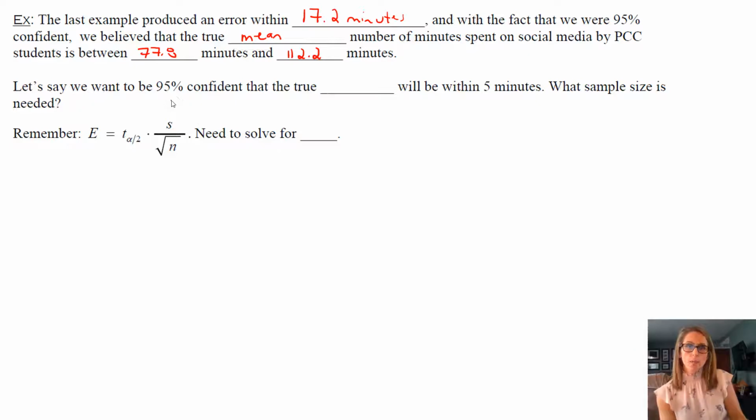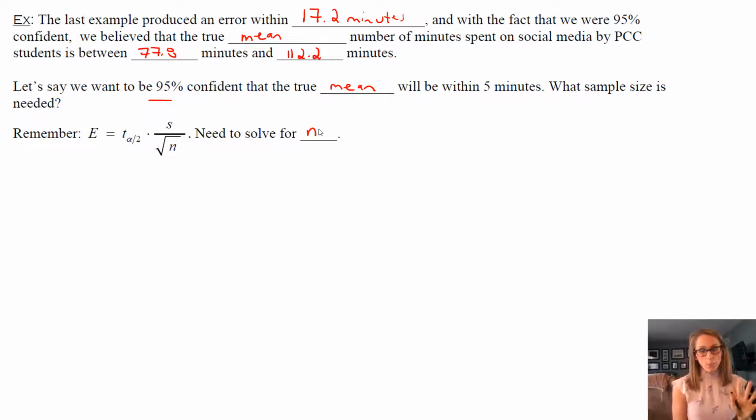Now let's say we want to be 95% confident that this mean will be within 5 minutes of the true mean of all PCC students. One thing we'd need to do is increase the sample size since the confidence level is the same. So we need to find some sort of n.